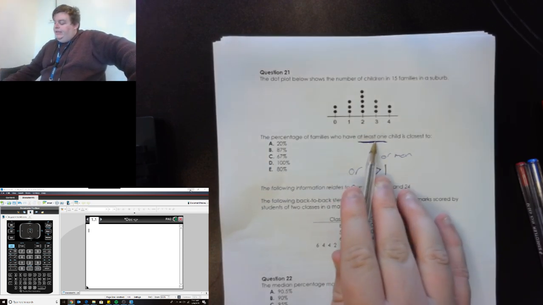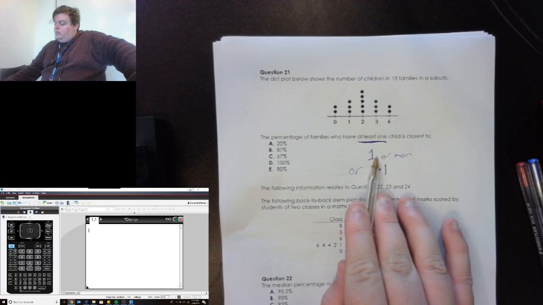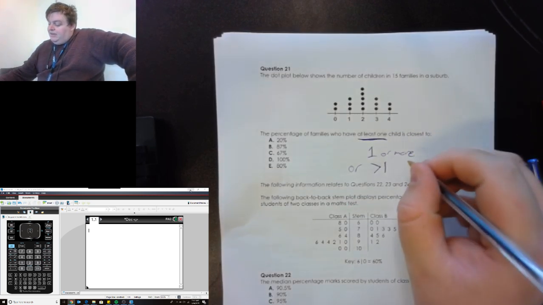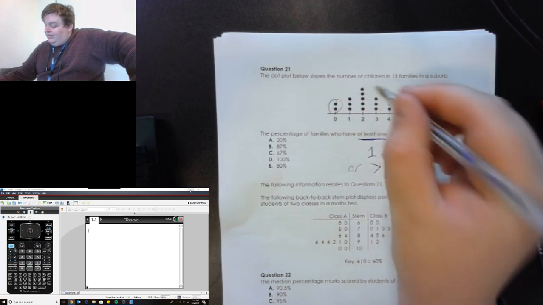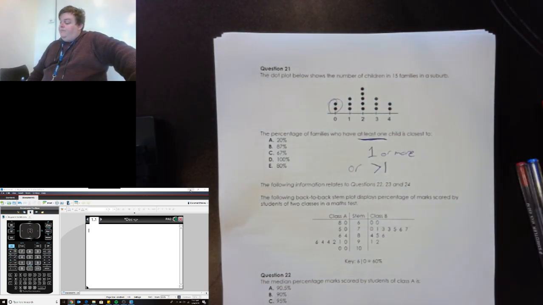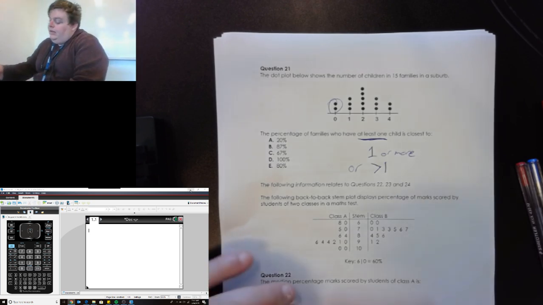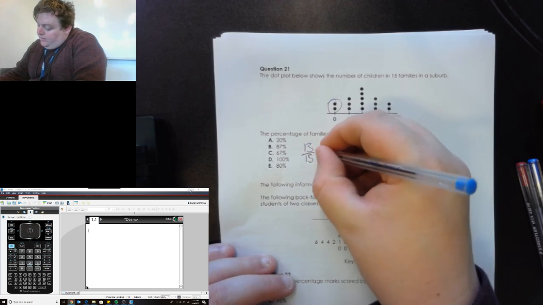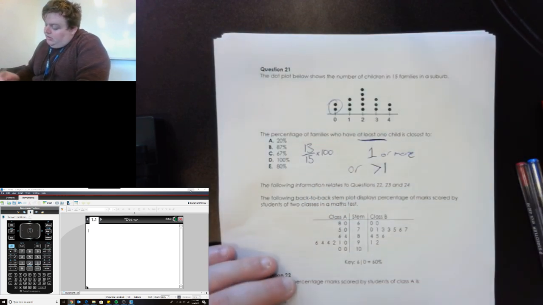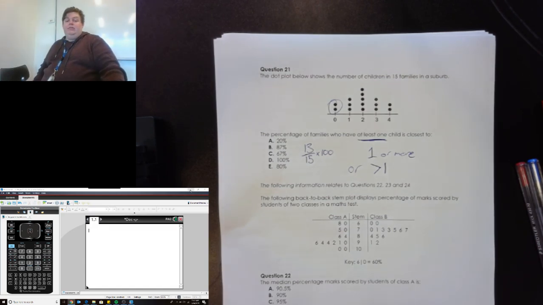If it says at least one, that means one or more. More has an E on the end, right? So I'm basically looking at everything except for these two data points here, right? So families that have at least one or more is 13 out of 15, which is, I think it's 87%, but let's double check that on the CAS, on the wrong screen.